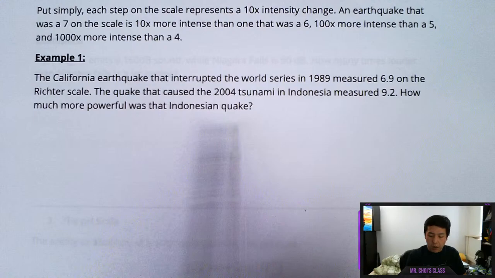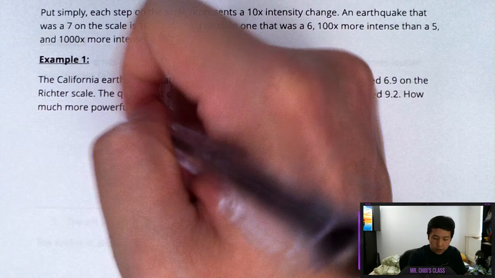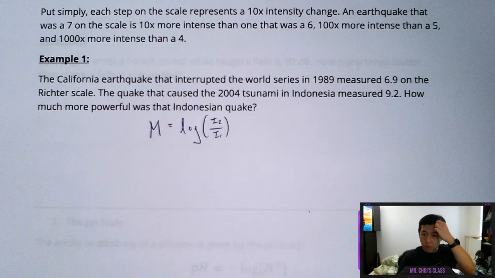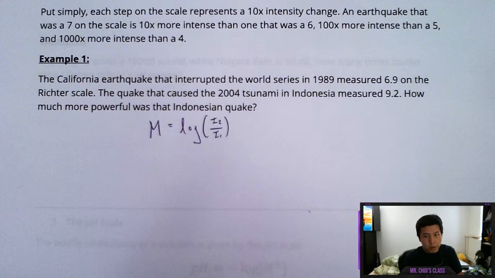Pretty simple. We have our formula, but we are going to write it slightly differently. Instead, we're going to do I₂ over I₁. So we're comparing the second, stronger quake over the first. We're making it a ratio, right? We're comparing the strongest in comparison to the lowest.